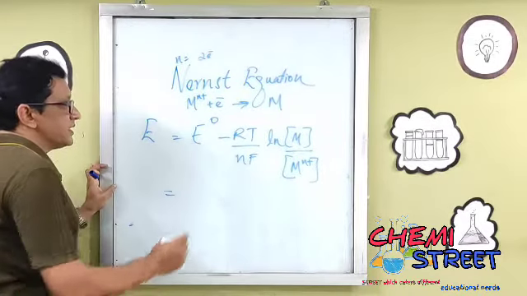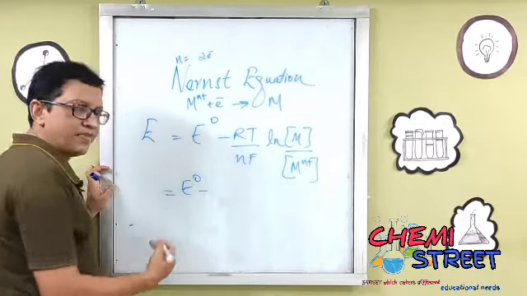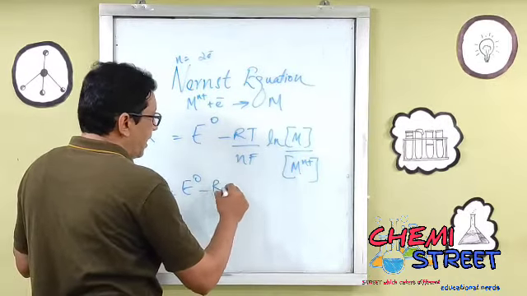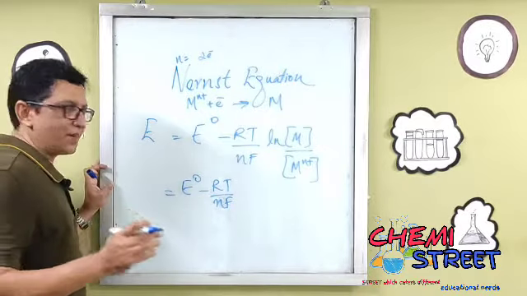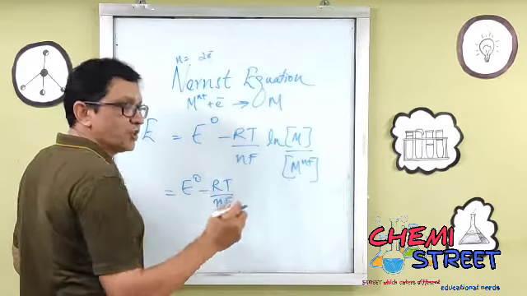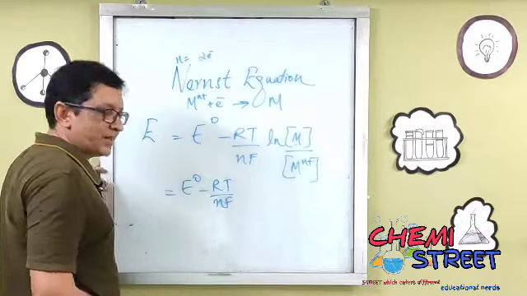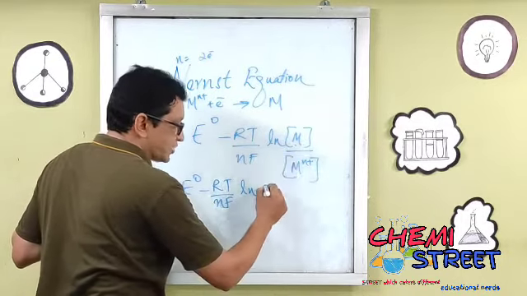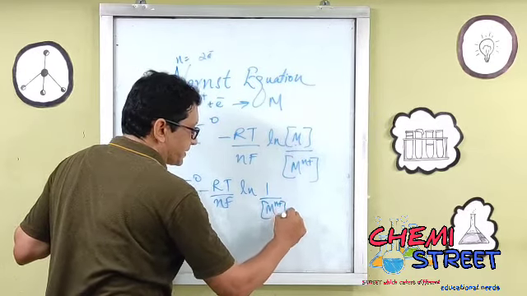In the case of this E0, we are simplifying this particular equation. Follow me very carefully. RT by nF. The molar concentration of the metal under standard condition is considered to be unity. So this value changes to 1. So you are having ln, this concentration of the metal changes to 1, so 1 by Mn+. Got it?